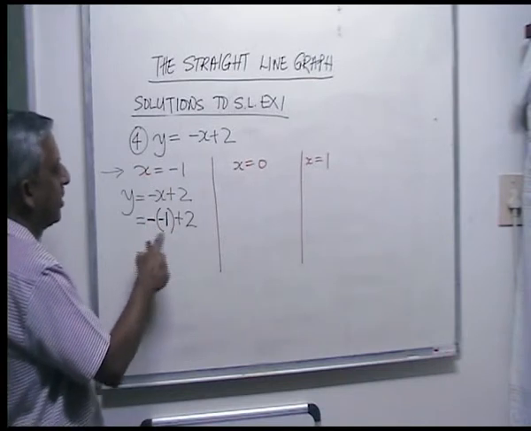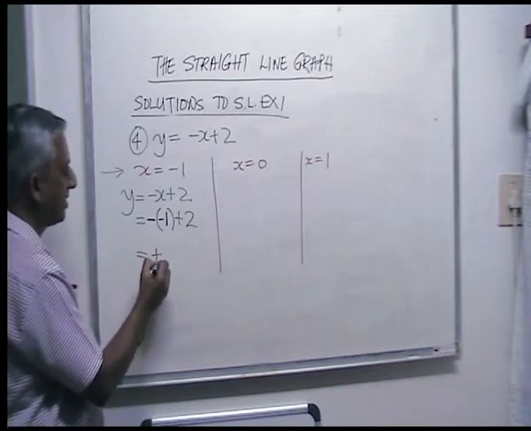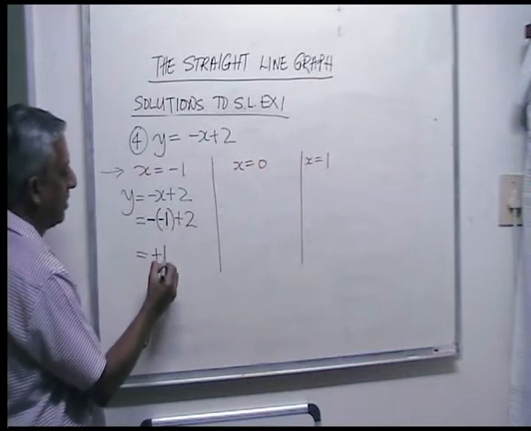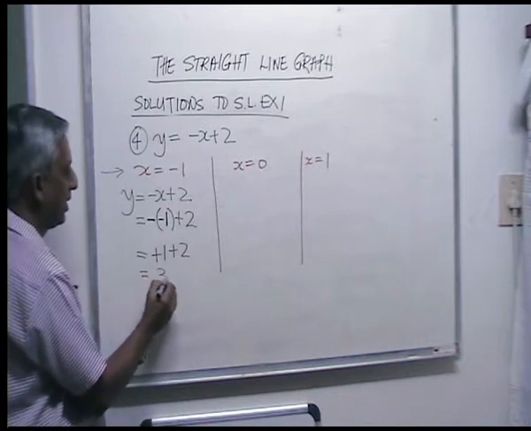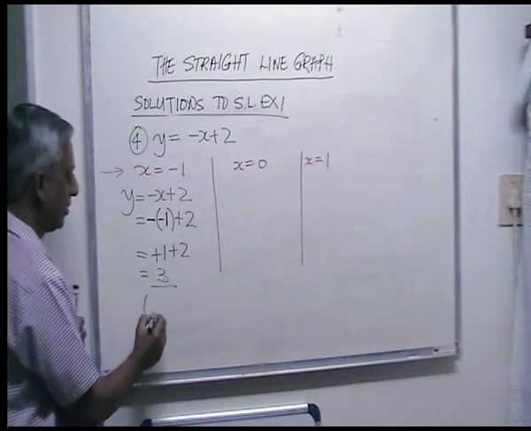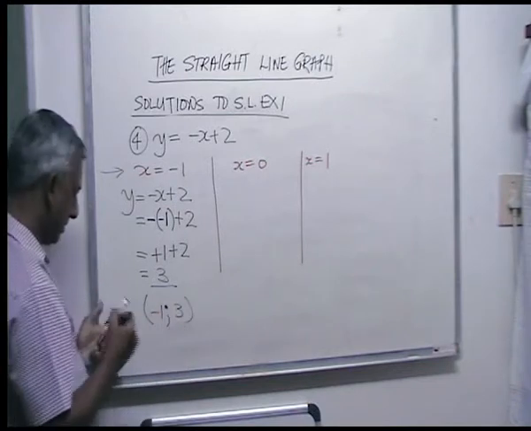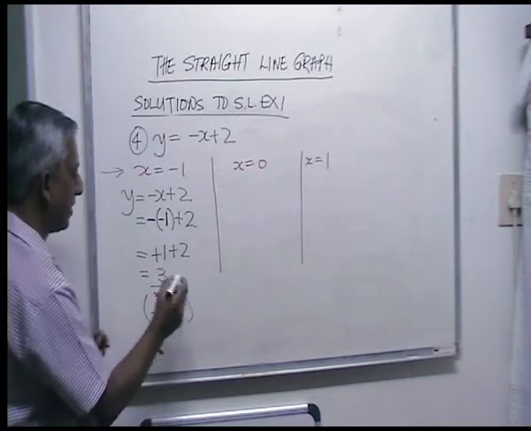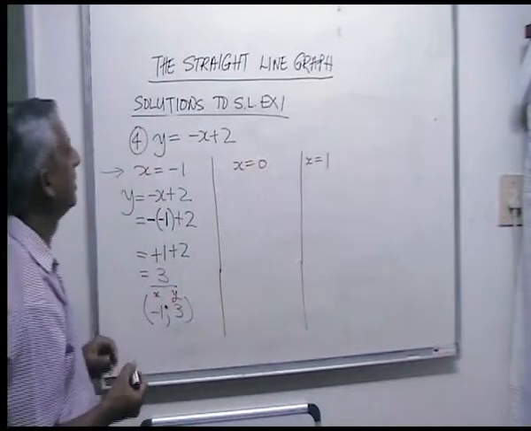So now you can see why it is so important to write the bracket. Now minus times minus is plus, and 1 that is understood. 1 times 1 is 1 plus that 2 there, and 1 plus 2 is 3. So your ordered pair here is minus 1, 3. So that's your x and that's your y. Let's do the next one.